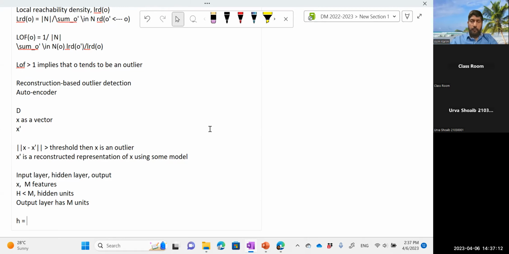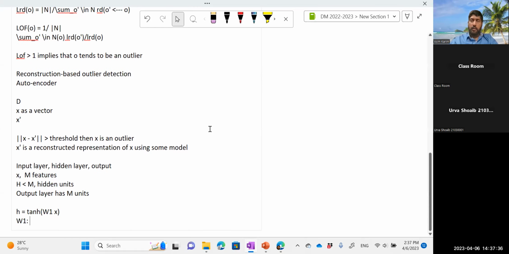So this would usually be an activation function, which is tanh of a parameter. Let's say this is a whole matrix W. There are actually two parameter matrices. So let me call this W1 into X. This is a matrix vector multiplication. W1 is a parameter matrix. So what is the size of this parameter matrix? Its size is basically h into m.